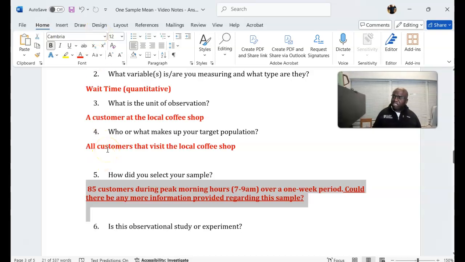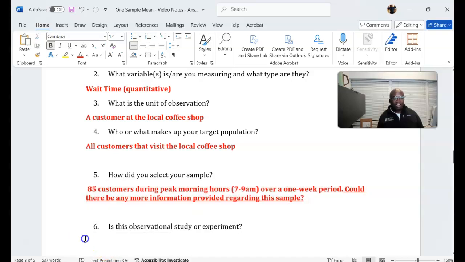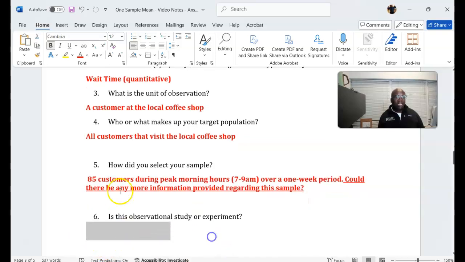And in terms of this study, did the researcher, did the business owner, manipulate any of their customers? I would argue no. So we would articulate that this was an observational study, because no manipulation was actually done to any of the clients or customers.